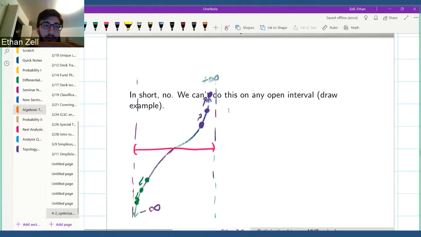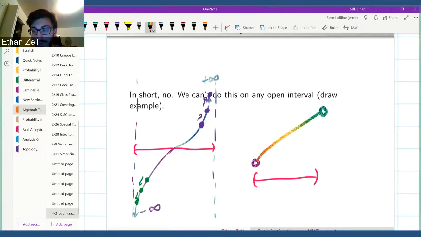Another example of this would be something like this. Let's use another fun color. That's very fun. Like that. So here, on the sparkly function, on the bottom, we're missing the point where we would want there to be a global min.